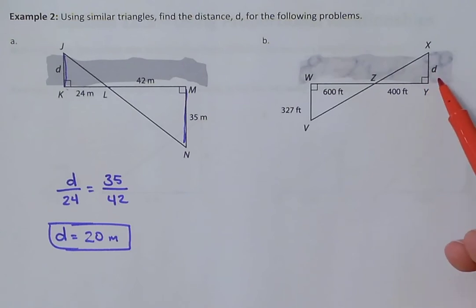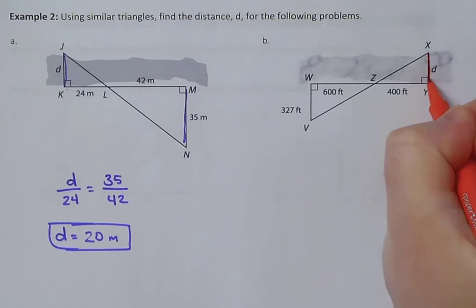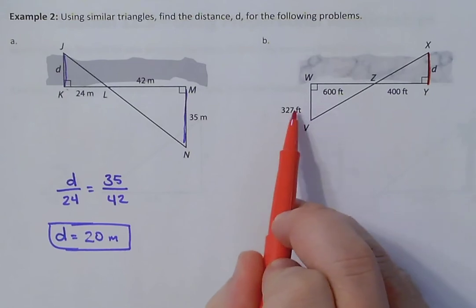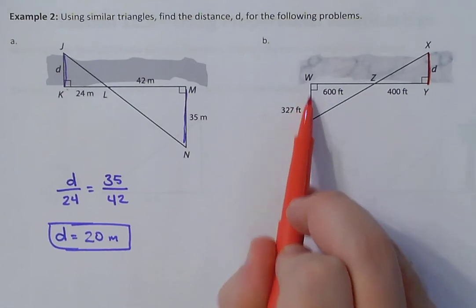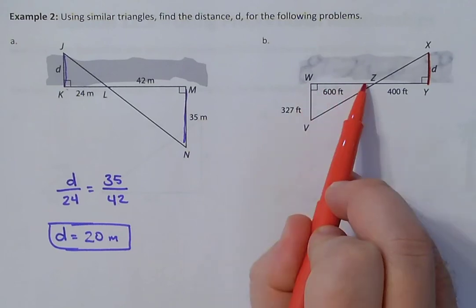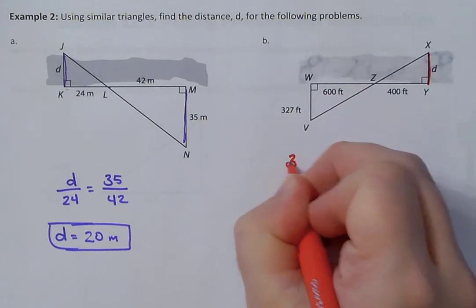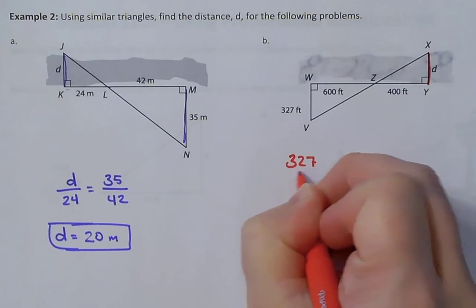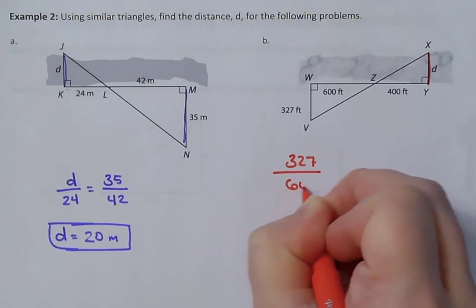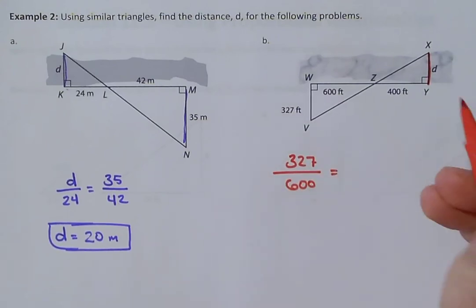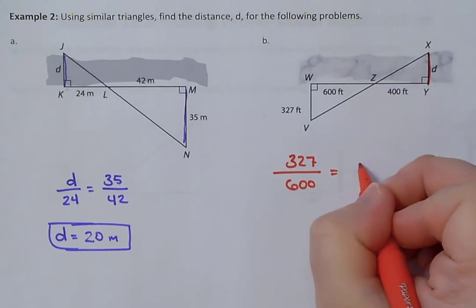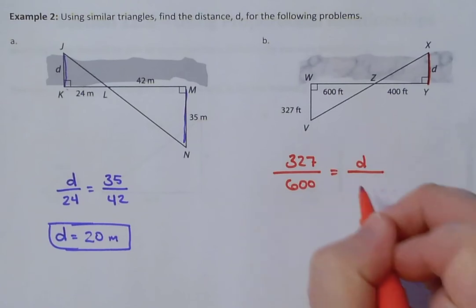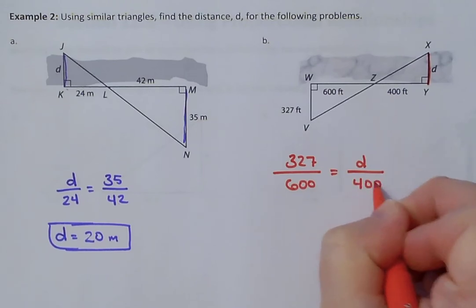across this river right here. For this triangle, we have 327 and then 600. Think of this as the distance and this as the length. So we're going to have 327 over 600. This is the distance and this is the length, so the distance goes on top and the length goes on the bottom.